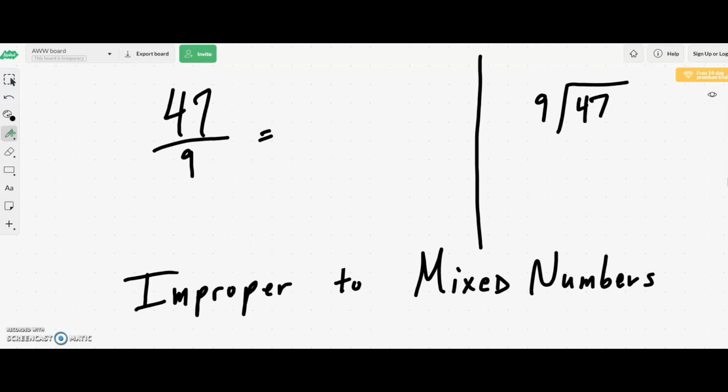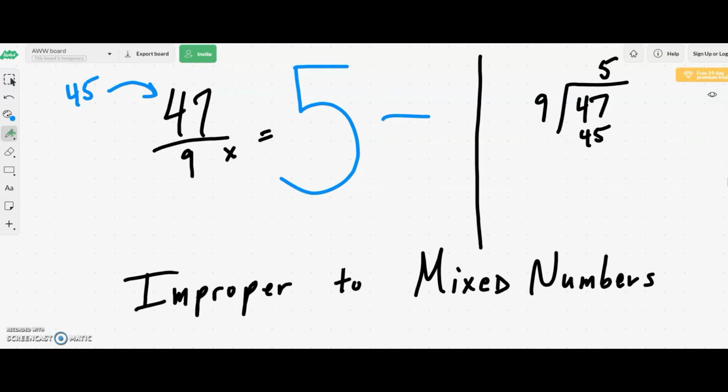Okay, so let me put a little line here. All right, now what I'm saying is 9 times what number here would get me close to 47? Well, if I did it over here, I know 9 times 5 is 45. So my big number, and I always write it big so you can see it, 9 times 5 is 45. I want to get to 47. So what's left over? That's going to be the top number. That's your remainder. Well, what's left over is 2. 2 out of 9. And remember, the bottom number will always stay the same. So 47 over 9 becomes 5 and 2/9.